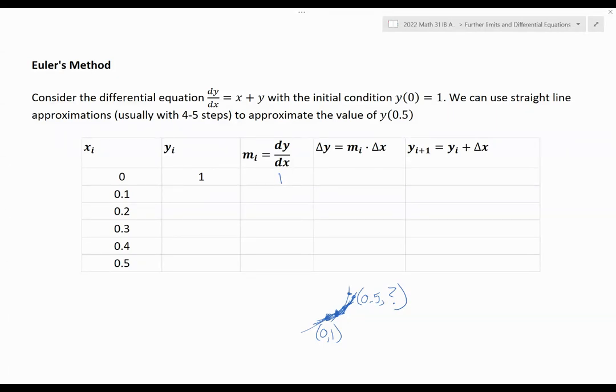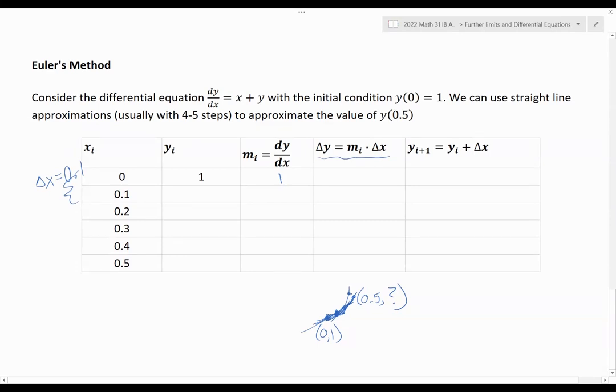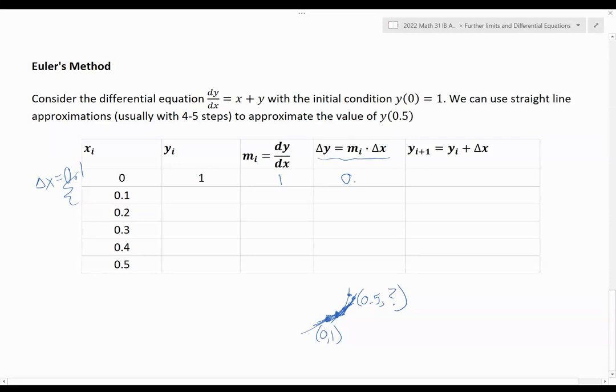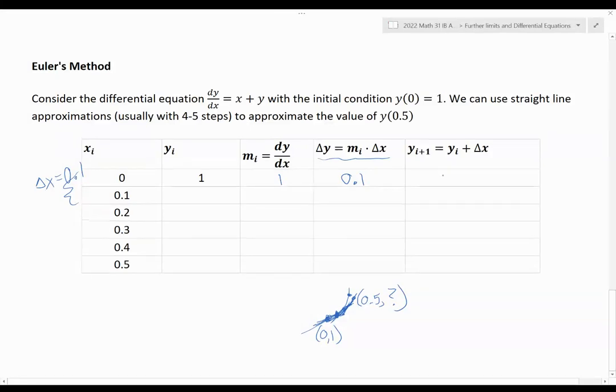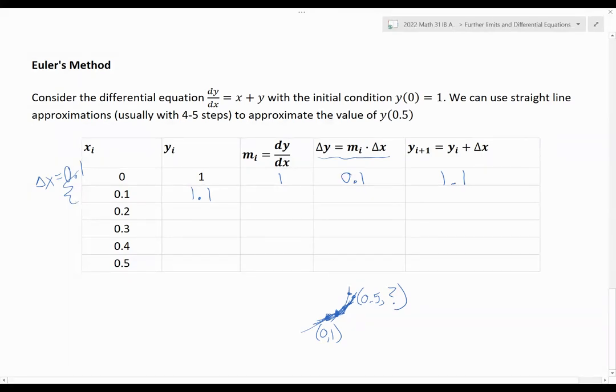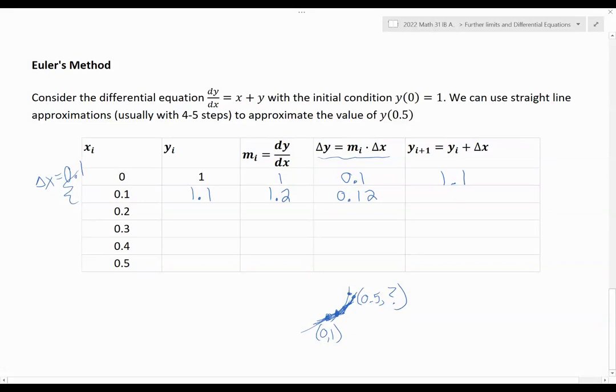So if the slope of that tangent line is 1, then delta y is going to be the slope times delta x. Delta x in this case is 0.1, because that is what we are going to go up by each time. So the slope times delta x is just 0.1, which means that my new y value is 0.1 more than my old y value, so 1.1. This now gives me my second point to go through this next process. So the new slope is now 0.1 plus 1.1, so 1.2. And delta y is going to be 1.2 times 0.1, so 0.12. My new y value is therefore that 0.12 plus the old y value of 1.1, so 1.22.